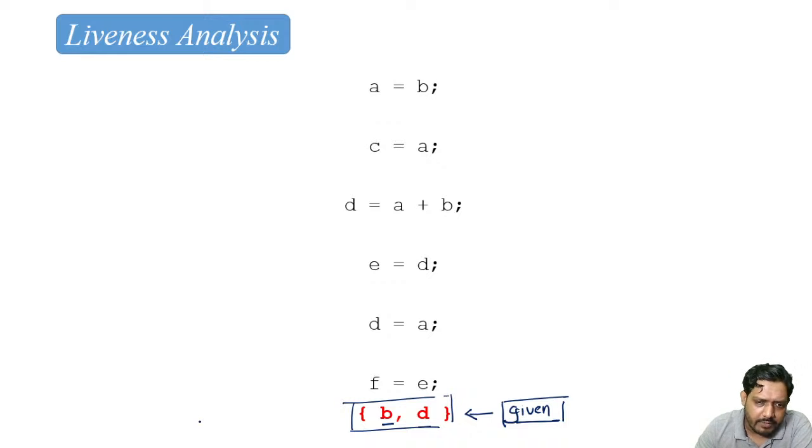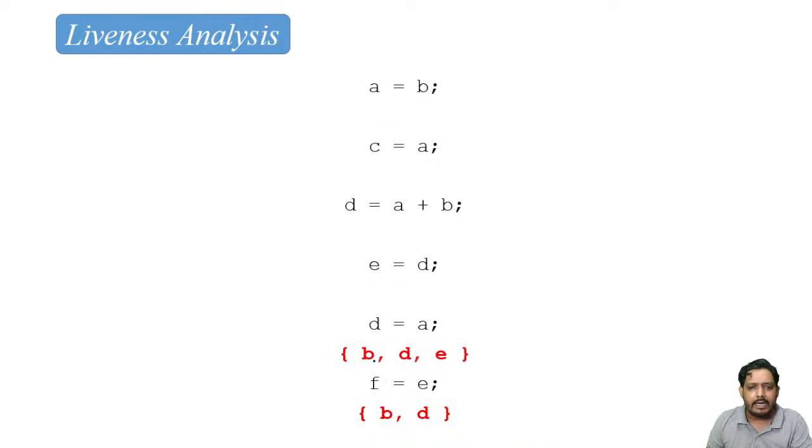Now, we are assuming that in this program, when I traverse in the reverse order, it is reading the value of e and f is being updated. So for this particular instance, just before the statement, e will be live and f will be dead. This b d will become b d e.